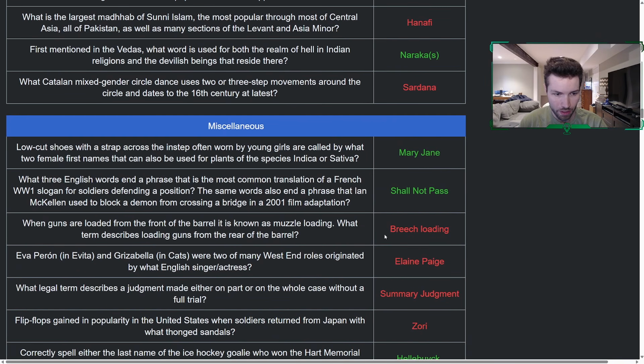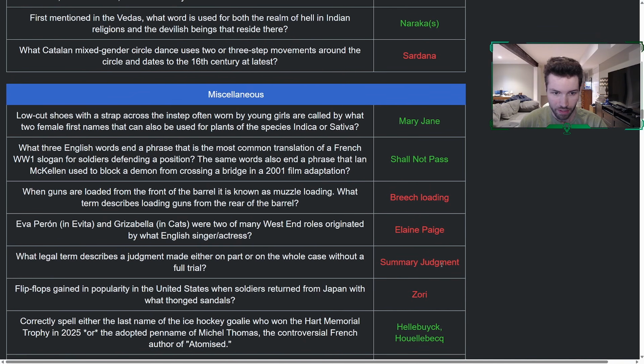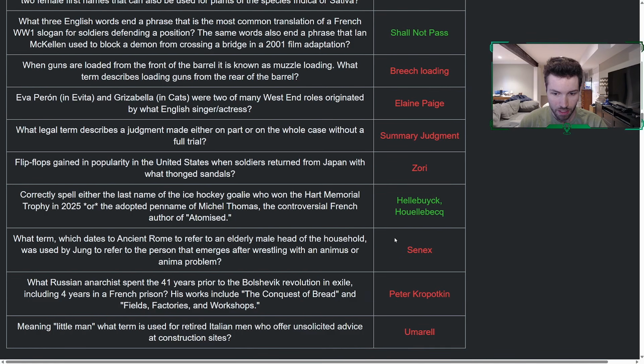And then Breach Loading, Elaine Page, Summary Judgment, Zori, never heard of any of those four things. Senex, Peter Kropotkin, and Umarel. Umarel? What? Okay. Sure. Kropotkin, I think, is the only red answer line here that I've ever even heard of. So, yeah, that's just a rough one.